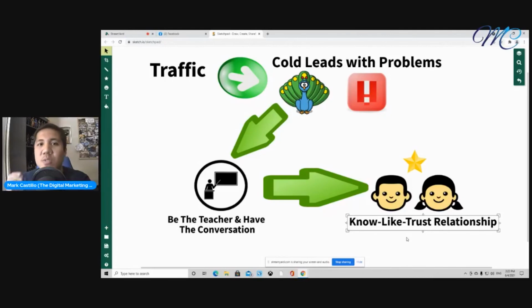Building that know, like, and trust relationship is so important. Because if people know you, if people like you, if people trust you, that will lead to not only higher open rates, higher click-through rates, but also the potential to get conversions, to make sales off your list.